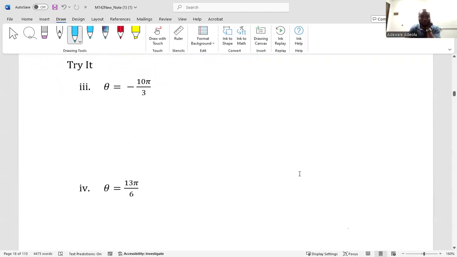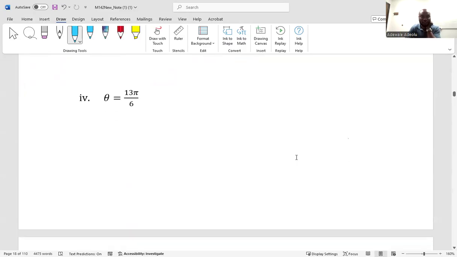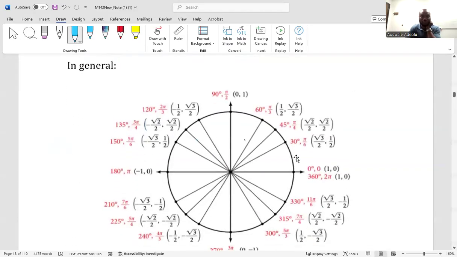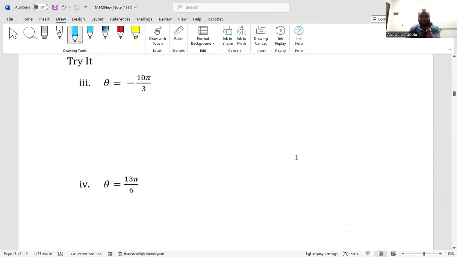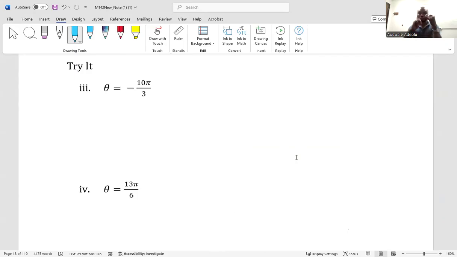So I'm going to leave you with these two problems. So you can pause the video and try to solve this on your own. You should be able to solve this now. Look for the quadrant that angle falls into by counting, depending on the sign. Find the reference angle, the terminal point for the reference angle, then use the position of that angle to determine the sign, and that is it.